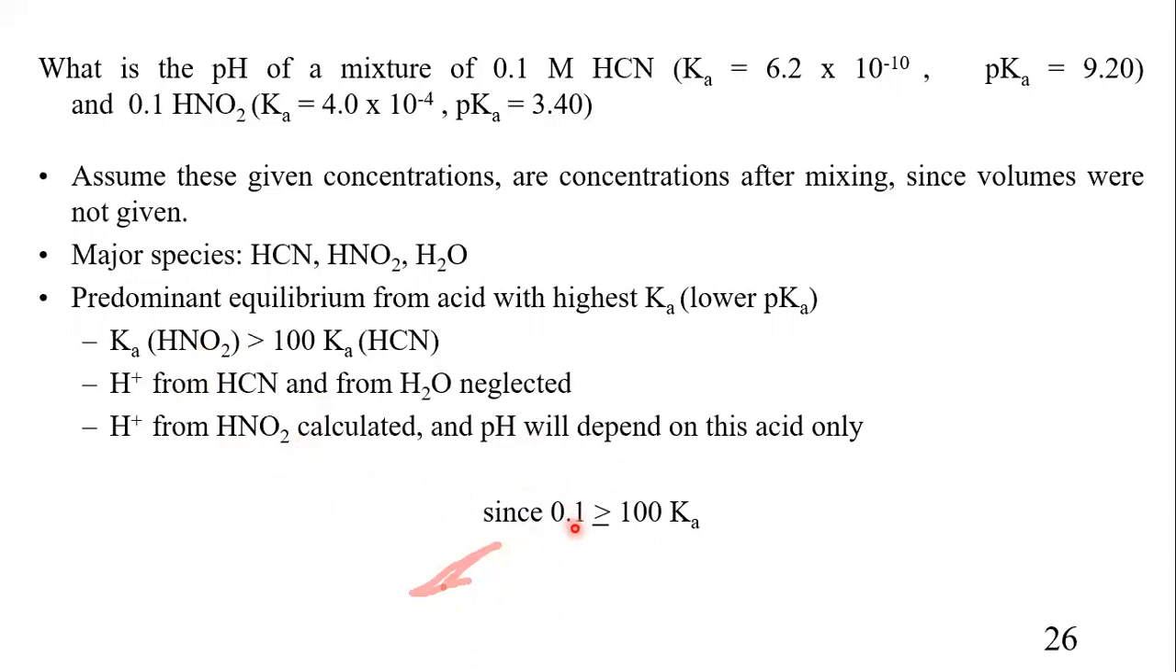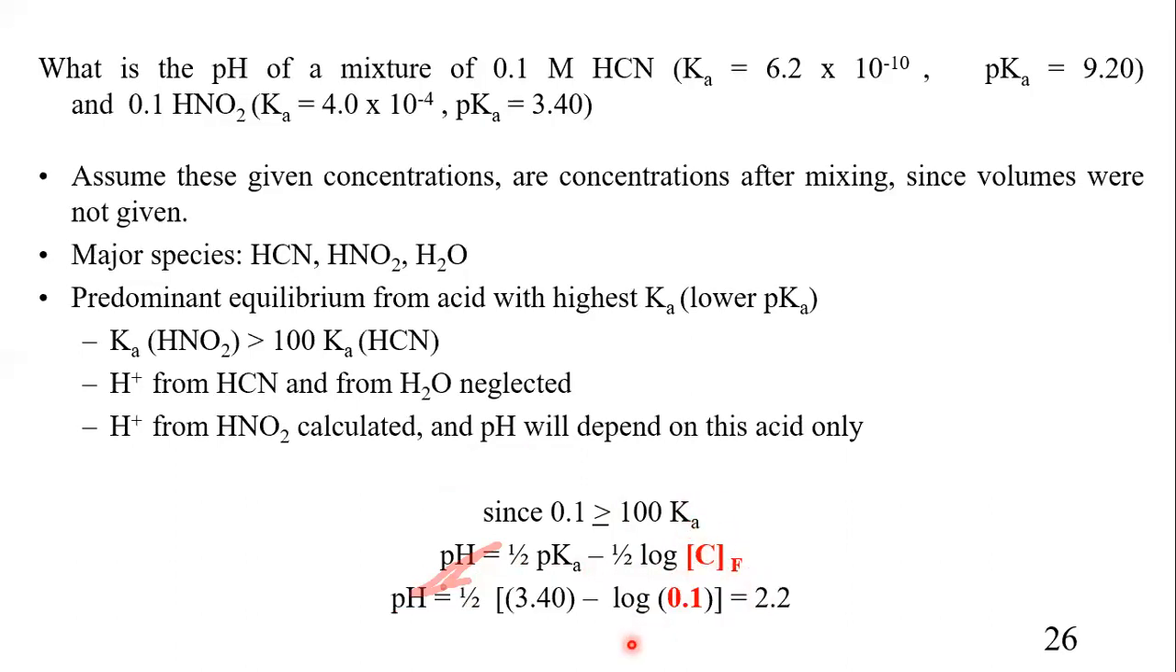Well, in this case, it's the same. It's 0.1 because we assumed that this is the concentration. Is that greater than 100 Ka? If it is, great, then the pH equals half pKa minus half the log of the concentration of that acid, again after dilution, and it happens to be the same, 0.1. Substitute pKa, substitute the concentration 0.1, and solve for pH.